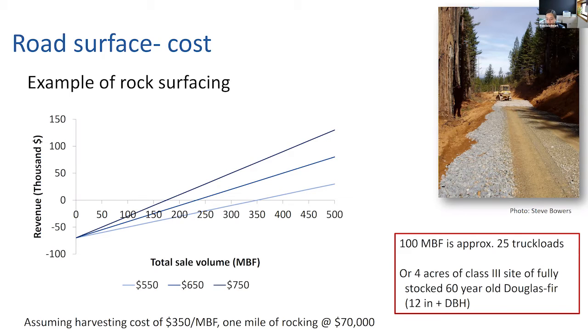And this is assuming that the harvesting cost is $350 an MBF, and that we want to put rock on 1 mile of road, which is quite a bit, right? At a $70,000 cost for putting rock down and leaving that road ready to go. So if we assume that the price of Douglas fir is $750 an MBF, then you would need 175 MBF as a total sale volume to break even and pay for the rocking of that road. And that is about 45 truckloads. Now, that seems like a lot, right?